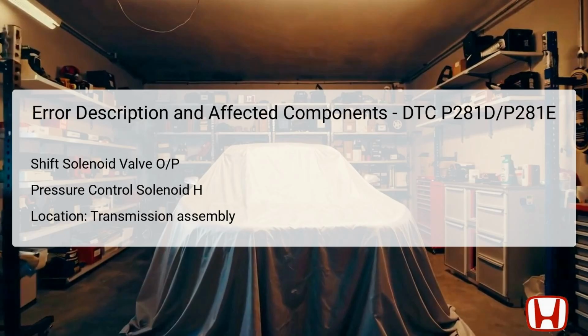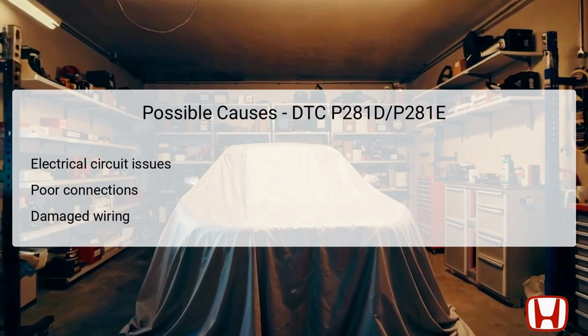The primary causes of DTC P281D and P281E stem from electrical circuit problems. These may involve poor connections that disrupt the flow of signals between the Shift Solenoid Valve OP and the PCM. Damaged wiring can also lead to these trouble codes, possibly shorting or failing to provide adequate voltage levels.